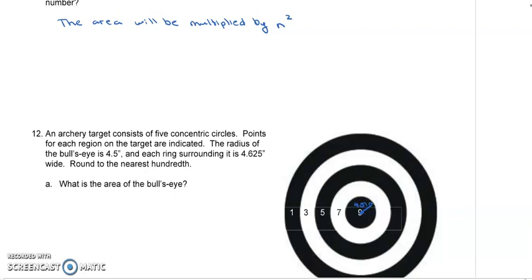Each ring surrounding it is 4.625. So from here to here, not going all the way in, but just from here to here is 4.625 inches. So it's going to ask us to find the area of the bullseye. And then on the next page, what's the area of the 7-point region? So we're thinking this area right here. Okay, and then what's the area of the entire target? So we're thinking all of this.